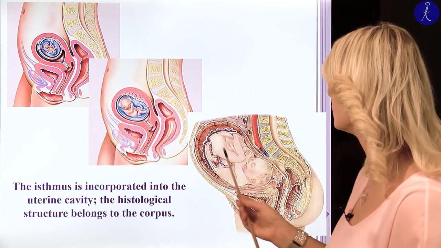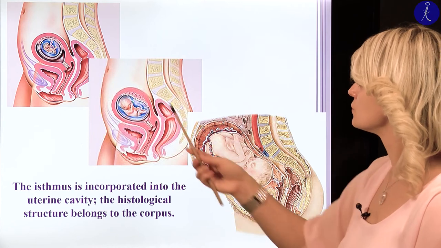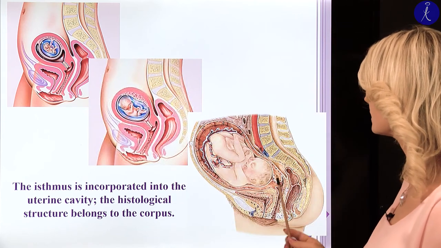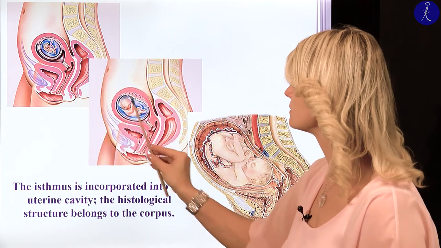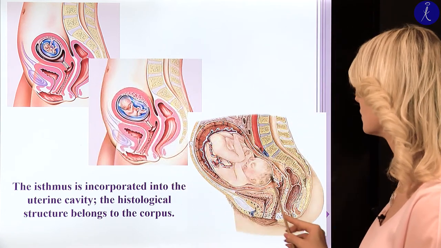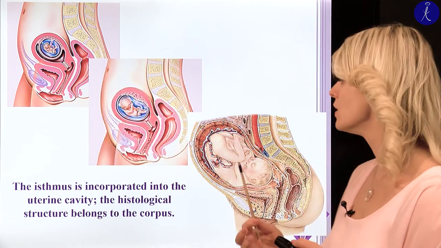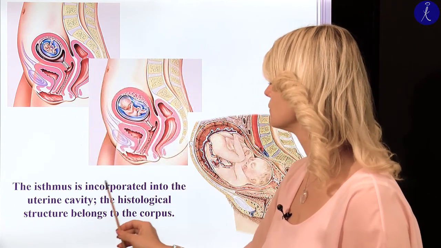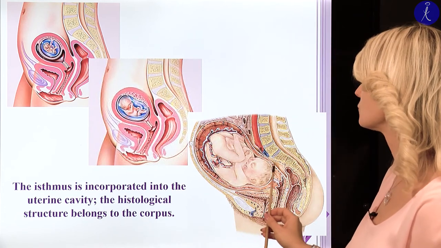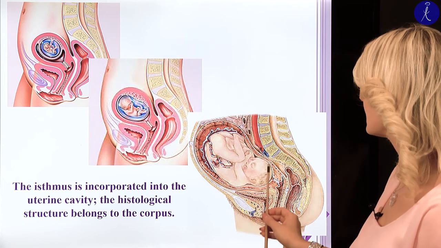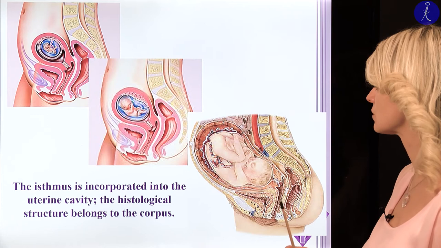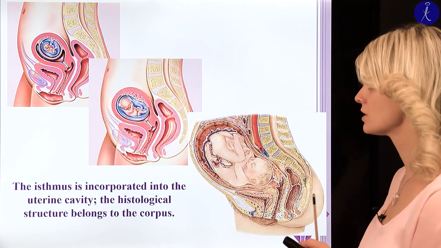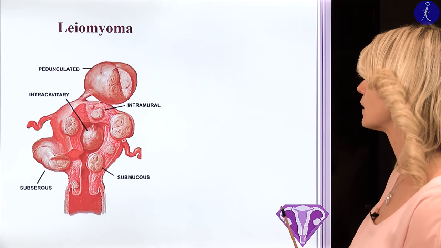Here we can see the changes of the uterus during the pregnancy: the first trimester, the second trimester, and finally the third trimester. We see very well that the cervical part is closed. Only at the end of the pregnancy will it be dilated, but the isthmus fuses, incorporated into the uterine cavity and the wall of it. It has a similar histological picture, or histological characteristic, like the body of the uterus. Here you can see the changes of the ratio of different parts.